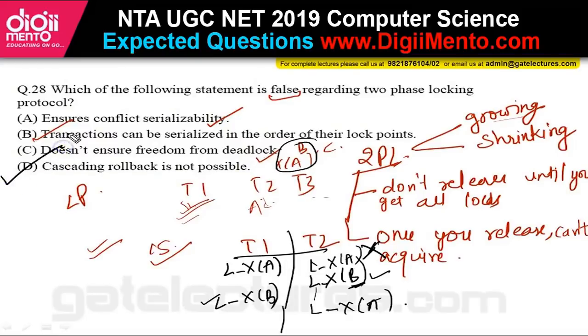D is the answer here because we have to pick out the false one. Cascading rollback is not possible in this because we are ensuring it through the growing and shrinking phases.